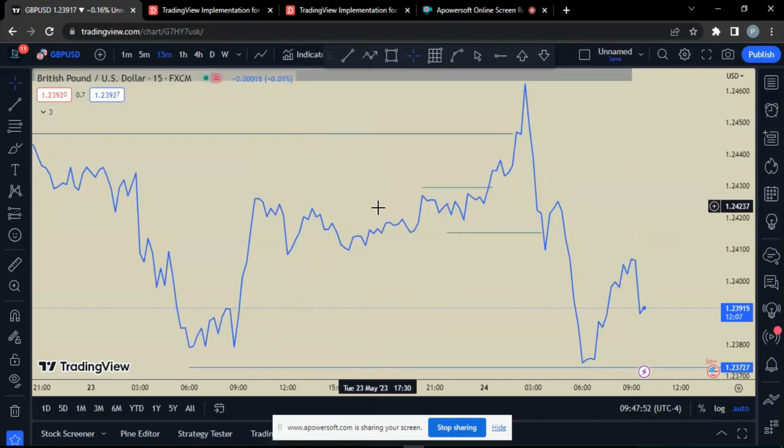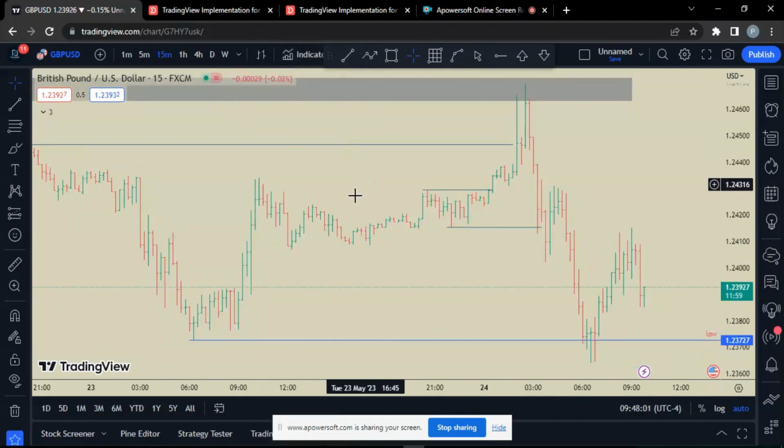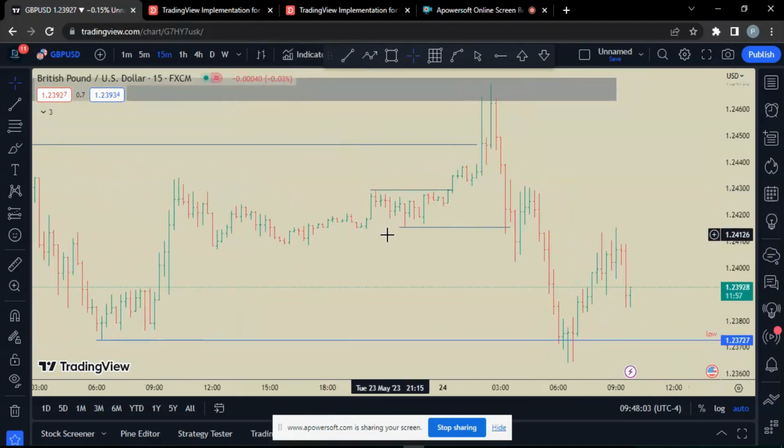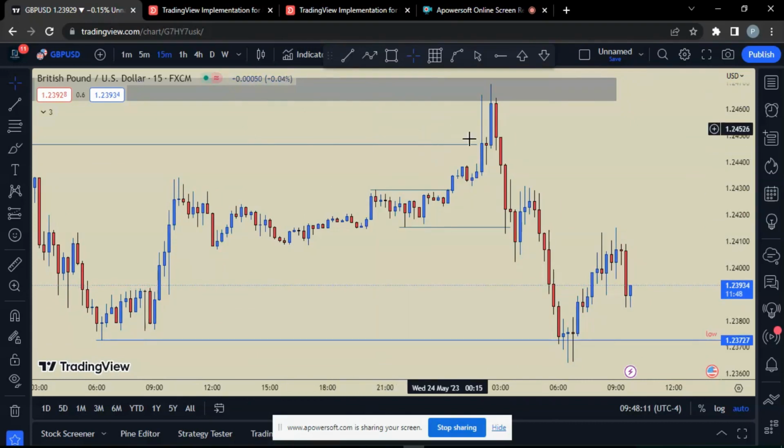There are different types of charts here. Some of the commonest are the bar chart, and so on. But for us, we are going to be using candlesticks.